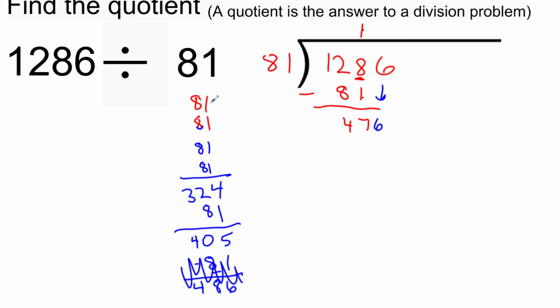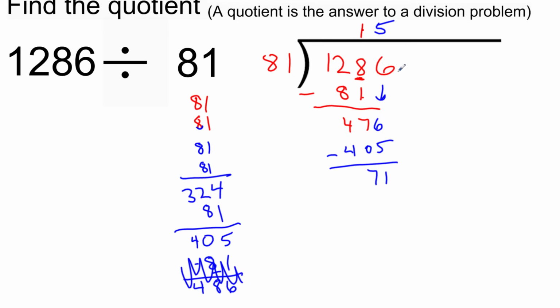So it looks like I was able to use 1, 2, 3, 4, 5 different 81s. So I'm going to place a 5 right here. And we've already done the work here to figure out how close I got. Well, 5 times 81 is this 405. Okay? And I'm going to subtract again. So when I subtract on this column, I get a 1. When I subtract on this column, I get a 7.